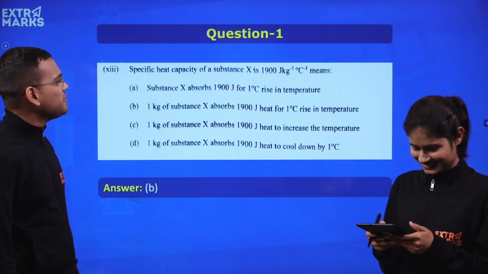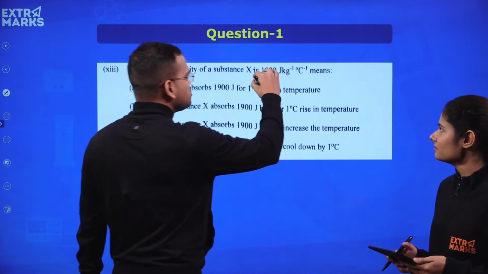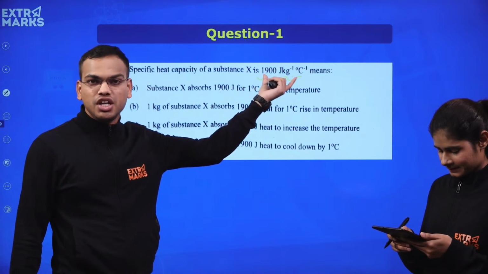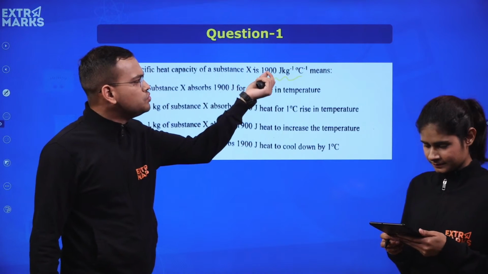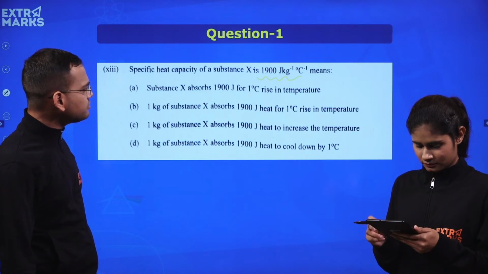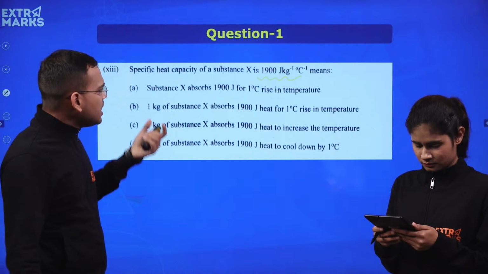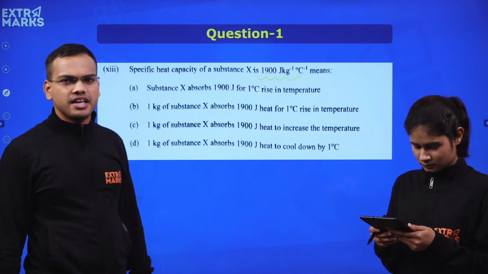Good. Now, the specific heat of a substance X is given in the question. The examiner just wants to check whether you know the meaning of these units that are given here as well. 1900 joule per kg per degree Celsius. What does that mean? A specific heat capacity of a substance. Now, substance X absorbs 900 joule for 1 degree centigrade rise in temperature.